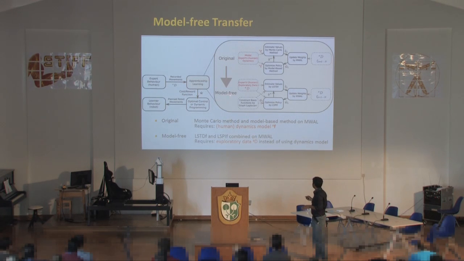Now, what we want to do is remove the need for this model-based human dynamics and use model-free methods, specifically LSTDF and LSPIF. These are finite horizon versions of least squares temporal difference learning. Sorry for those of you for whom this doesn't make sense, but these are reinforcement learning paradigms: least squares temporal difference and least squares policy iteration, but finite horizon versions of them. Surprisingly, there wasn't a finite horizon version of that, so we had to come up with this interesting version.